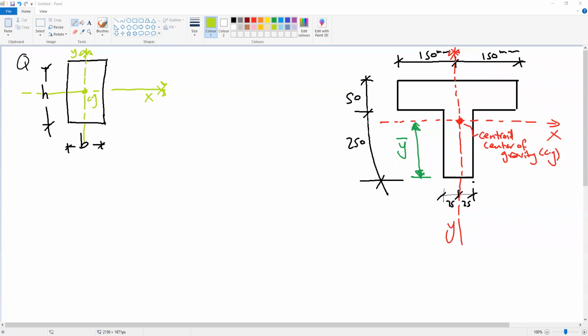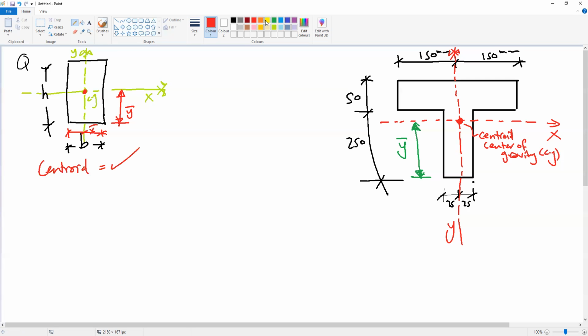Okay, so the centroid of regular shapes, like a rectangle, will be in the middle here. So the location of y bar, or the location of the centroid, is here in the middle, y bar, and also x bar is here, which is the location of the y-axis. So we don't need to find where the centroid is because it's already in the middle. Okay, and for the centroid, we know where it is.